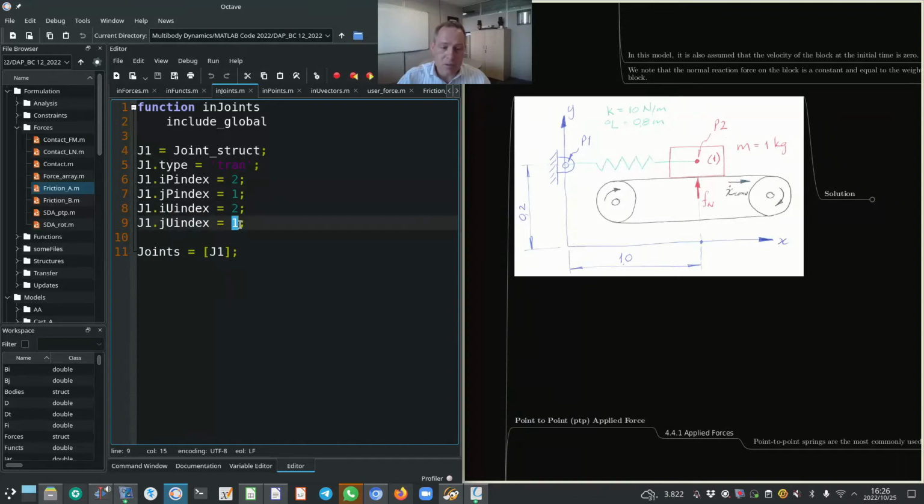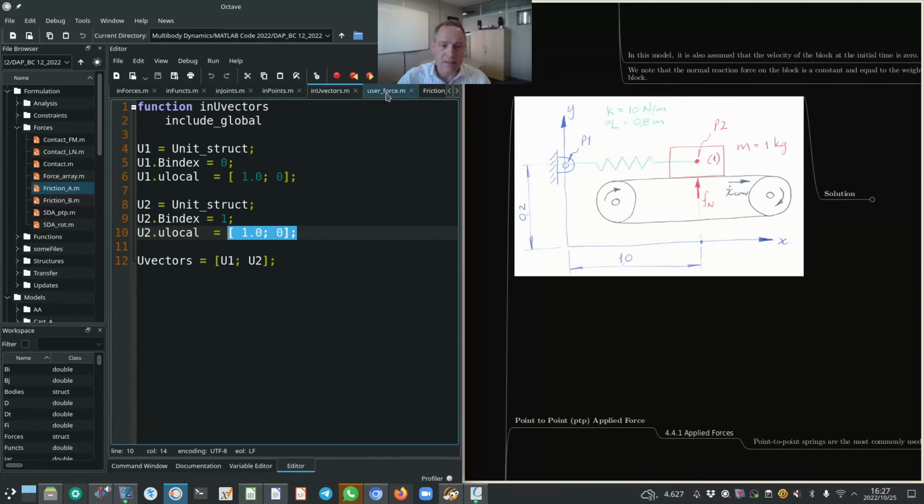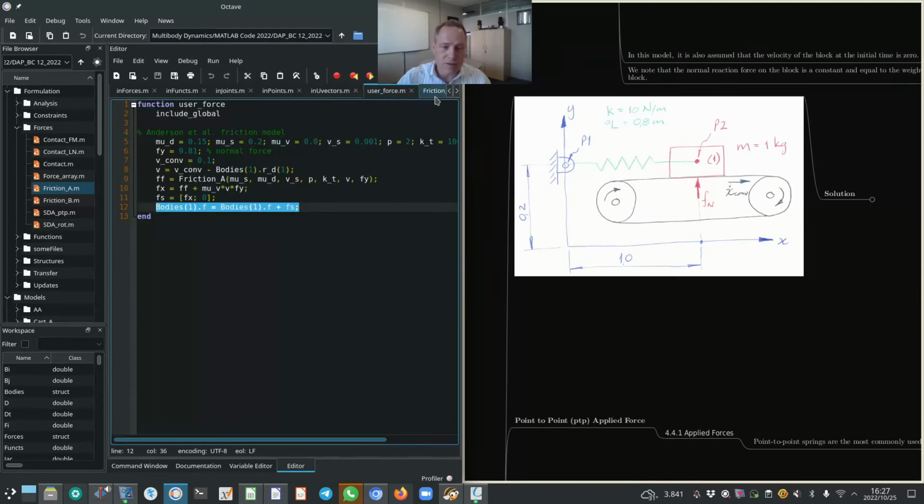It's important, as with the index point and u vector, that those two indices must be on the same body. The same for the j indices, they must also be on the same body. Okay, so that's the input file in joins. We've looked at in points, we've looked at in u vectors, we've looked at the user force, and that's it for the input files. So we are now ready to run the simulation.